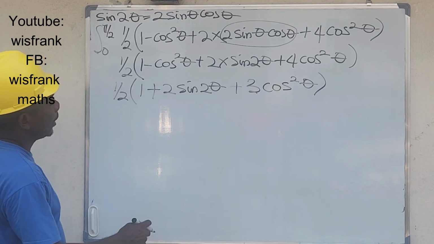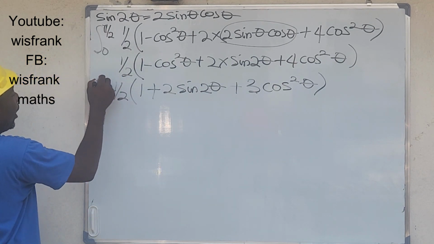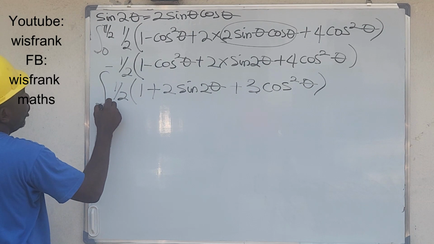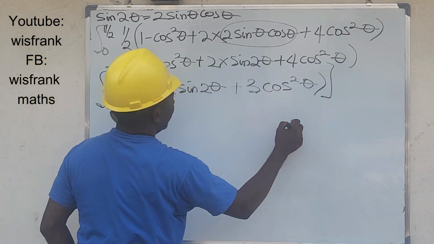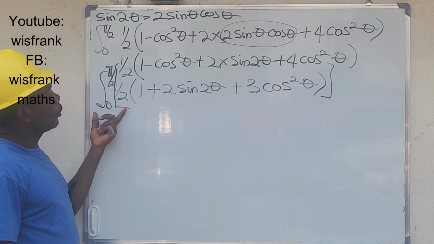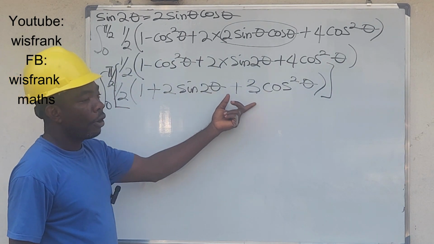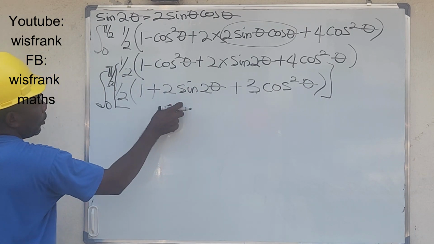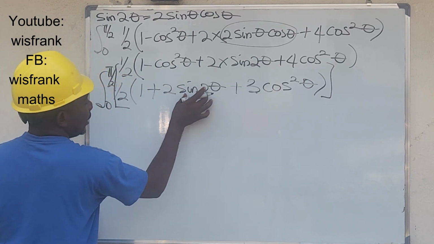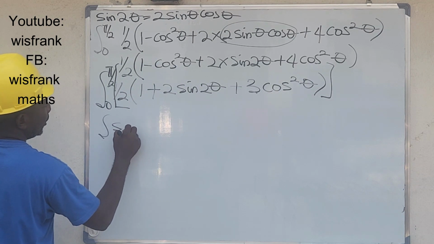So now the next step is for us to bring down our integral sign, which has the limit of 0 to pi all over 2. So this is what we have for the limit. The next one now is for us to integrate each section of this equation. How do we do that? We need to integrate one after the other. Let's integrate sine 2 theta.